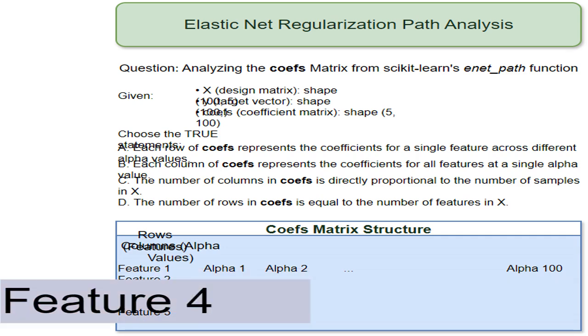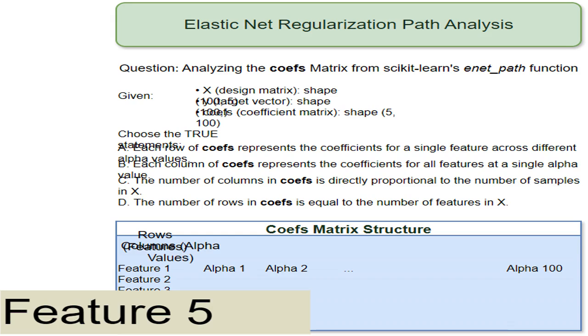This column shows the coefficients for all features, 5 of them, all calculated using the very first alpha value used in the elastic net path calculation. I see this as a snapshot of the model's parameters at a specific level of regularization. This column represents the model's coefficients, for each of the 5 features, at the second alpha value. It's like taking a photo of the model's parameters at a slightly different level of regularization than alpha 1.